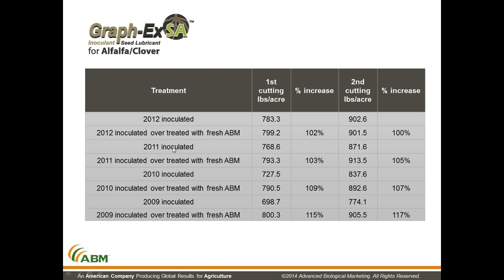But then when we started looking at 2-year-old seed that was pre-treated 2 years ago, and then we took the same seed that was pre-treated, inoculated 2 years old, and we overtreated it with fresh ABM product, we find at the first cutting we had a 3% increase in pounds per acre, and the second cutting we found we got 5% increase. And so you can go on and see year 4 we had a 9% increase and a 7% increase, and 4 years old seed we found a 15% and a 17% increase in tonnage by overtreating with fresh ABM product like Graphex SA for alfalfa and clover.